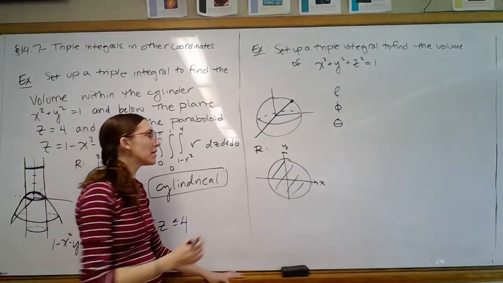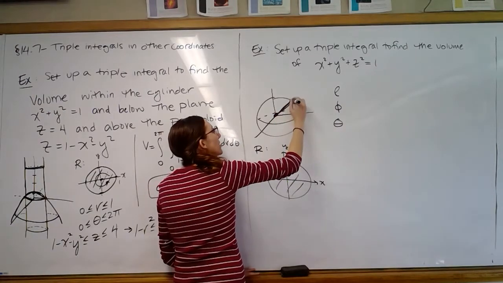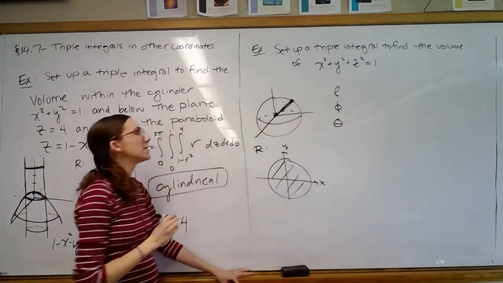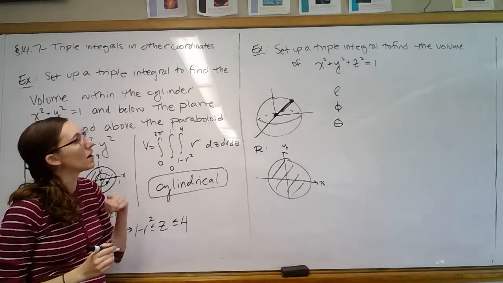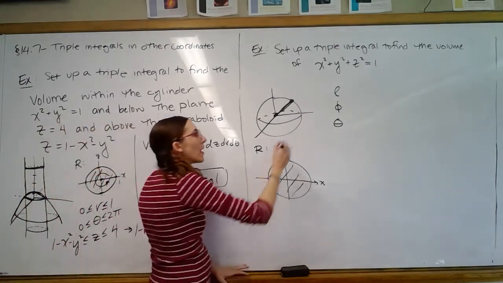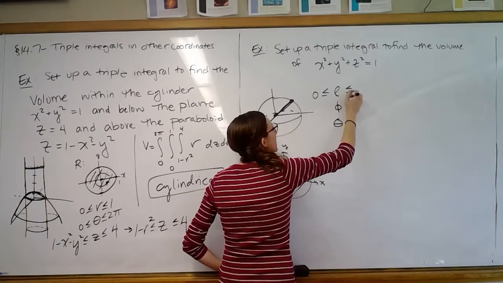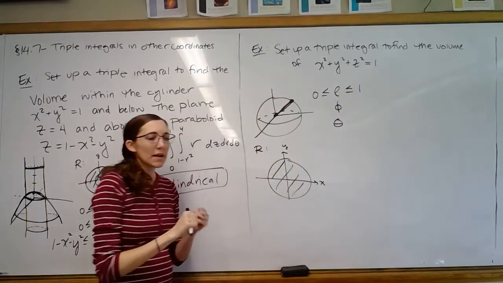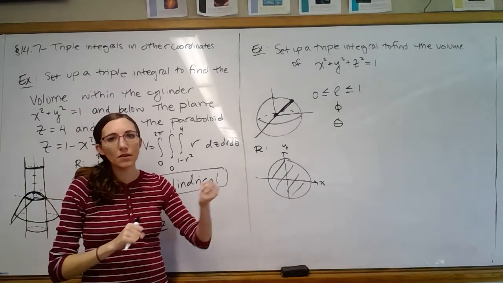If we think about it, we need to have rho go from the origin all the way to the exterior of the sphere. So we want to get anything along that line so that it's a solid sphere. So we're going to go from rho is 0 all the way to rho is 1. That lets the radius extend, if you will.